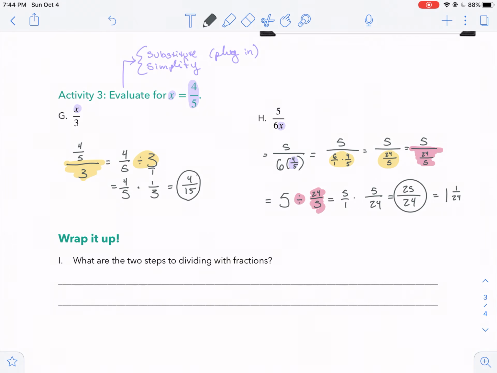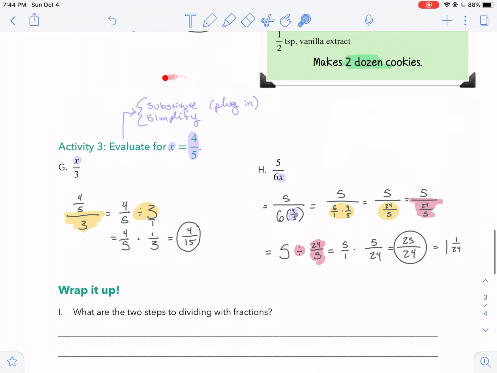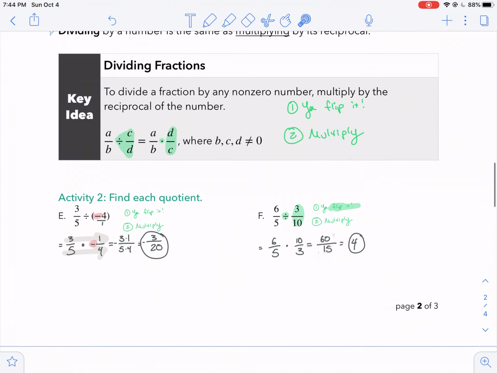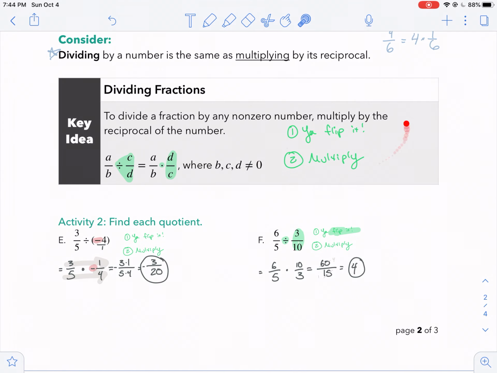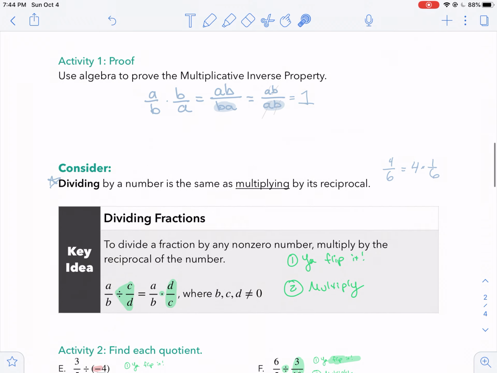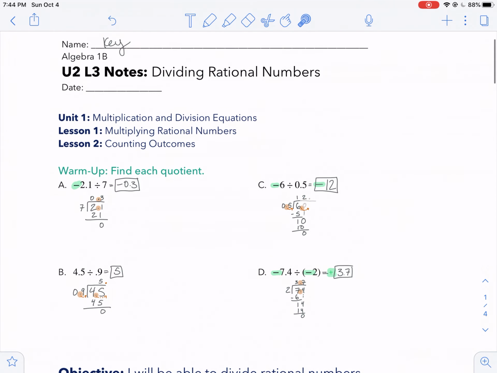Okay, the 2 steps to dividing with fractions, it's not these guys. How do we divide by fractions? Oh, flip it and multiply. Amazing. Have a fantastic time on your homework.